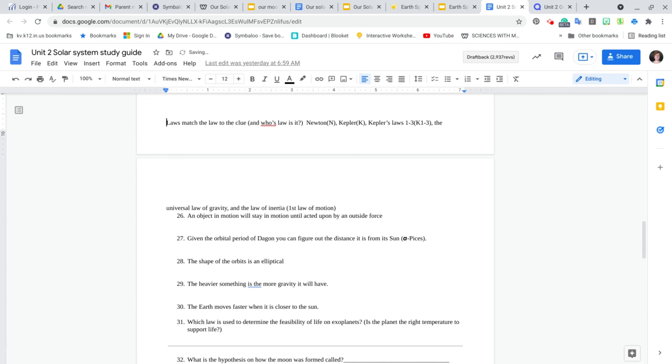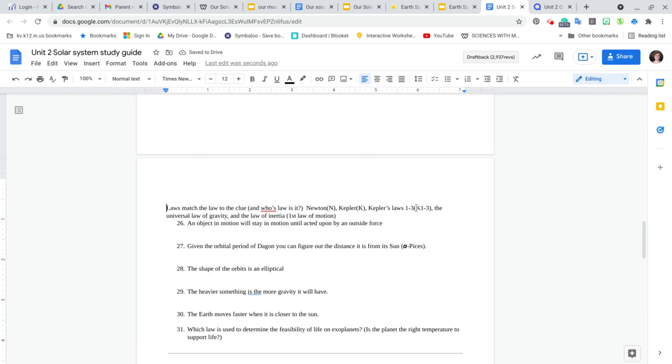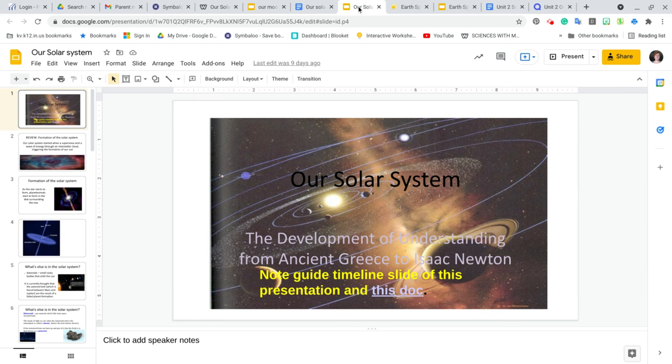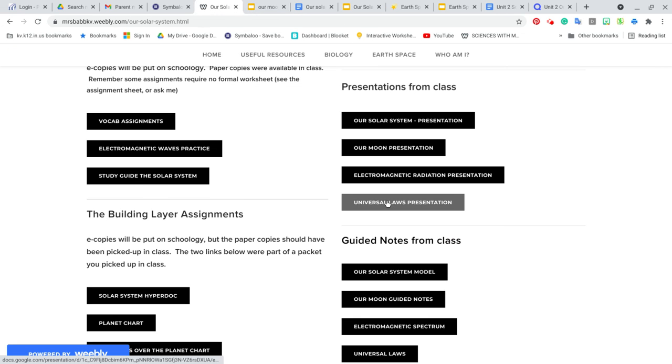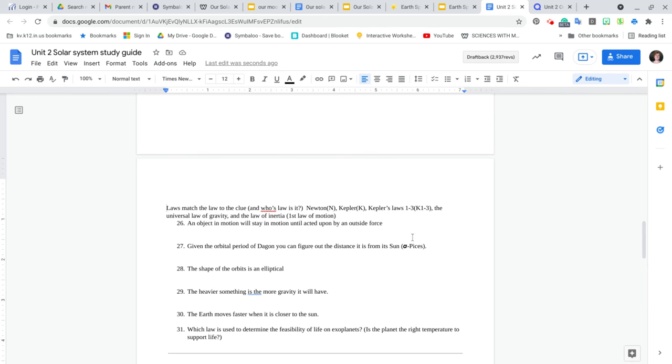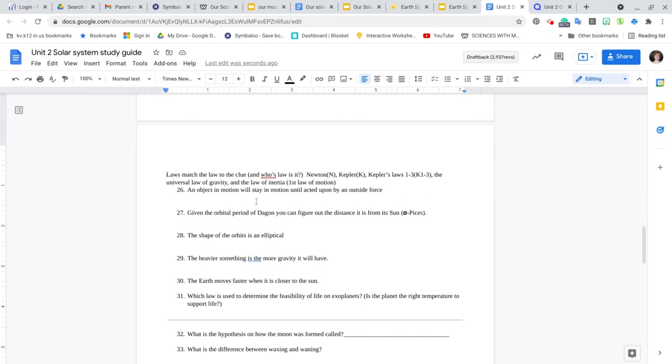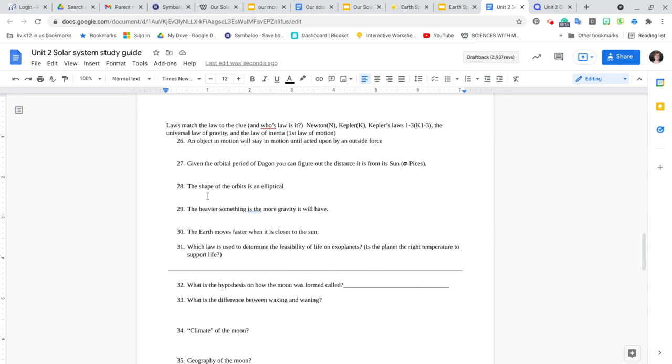This goes back to Newton and Kepler's laws. That was not that one. That one, universal laws. That was the one we did after we did. This order is not the same order that we did in class. Maybe it is. No. I don't remember the order we did in class. Okay. So, look at the universal laws and read through it.